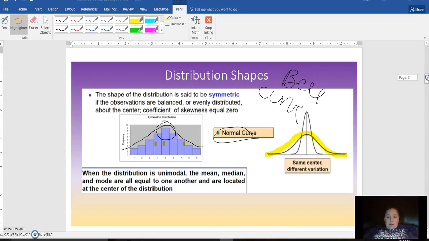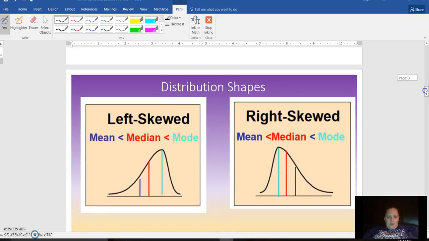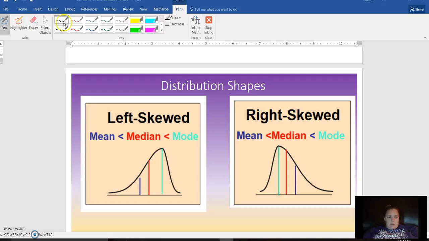Then there's two more. There's left skewed and right skewed. Left skewed is also called negatively skewed. Right skewed is also called positively skewed.